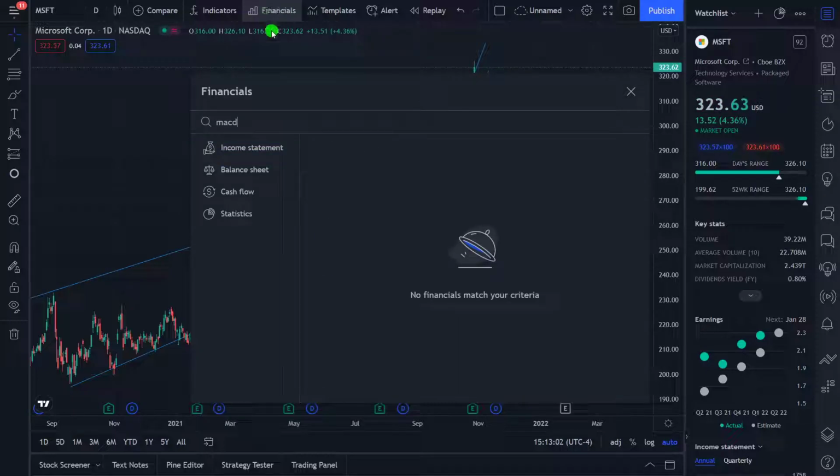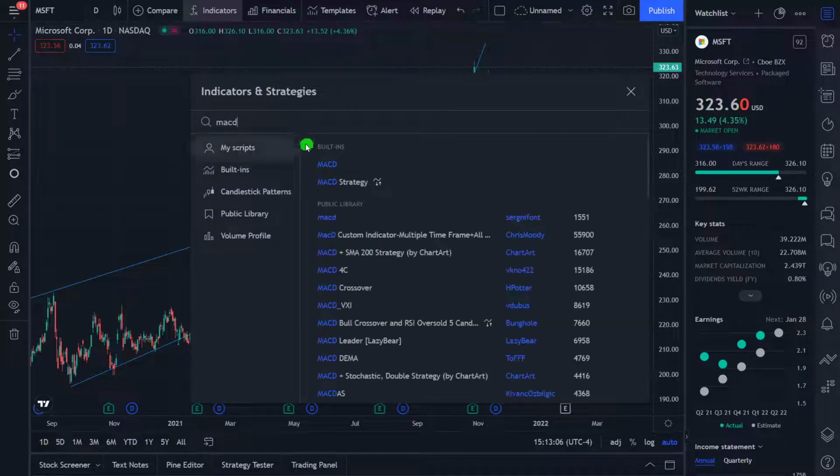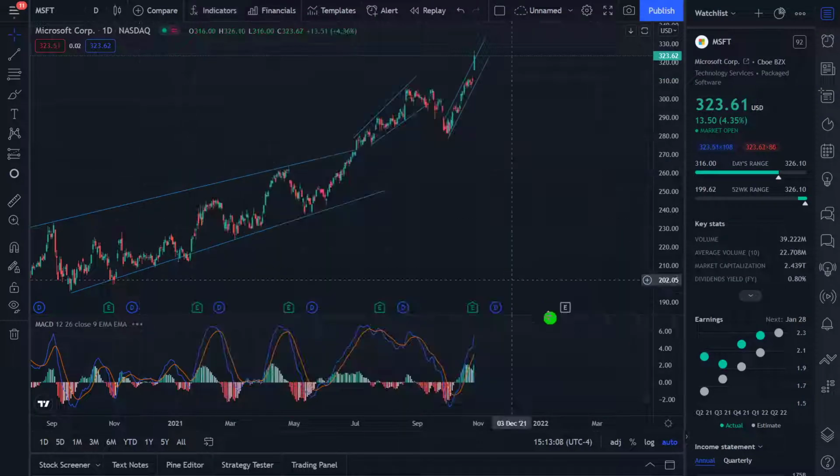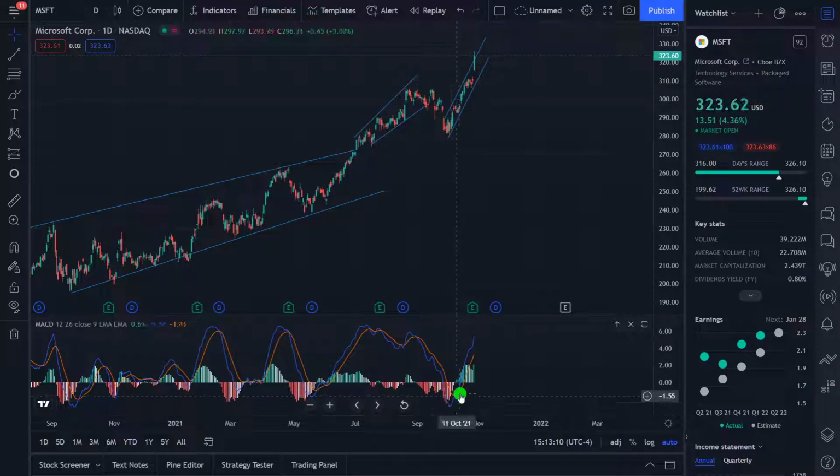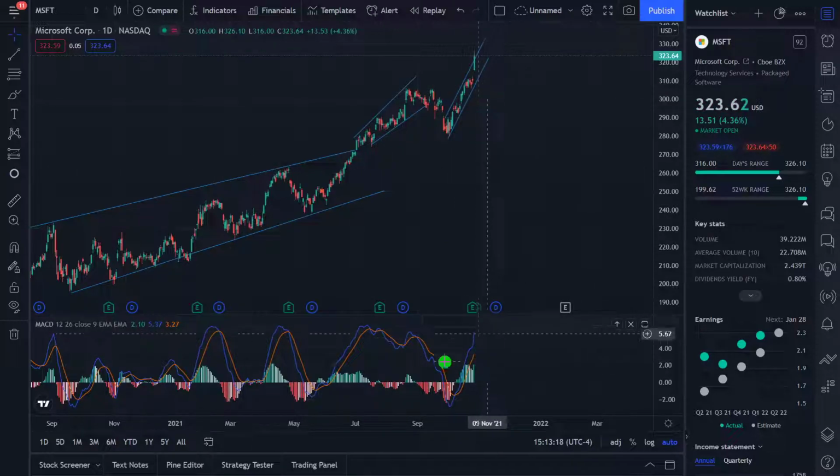Next, we're going to look at the MACD. And I've clicked on the financials rather than the indicators. MACD, there you go. And you can see that MACD is, look at that bullish movement. So if you were looking at Microsoft using this, you would have bought here and you would have made good money. Well, you would still be holding because it's still continuing.